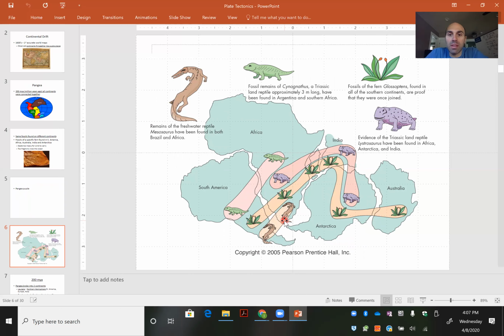So take a look here. This is looking at some of the plants and animals that were distributed among different continents. You could see in parts of Antarctica, you're finding the same plant as you do in South America, a very cold climate to a very warm climate. Same thing with Africa to Antarctica. Evidence of the Triassic land reptile Lystrosaurus. All right, so again, we're finding all of these fossils, all of these organisms, plants and animals across different continents to, in fact, provide evidence that all of these continents were mashed together at one time.